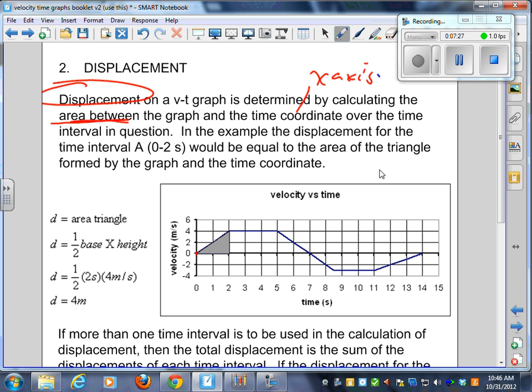Okay? Here's an example. The displacement for the time interval A, which is from 0 to 2 seconds, so this interval right here, would be equal to the area of the triangle formed by the graph and the time coordinate. In other words, the area of that red triangle. The displacement is the area of the red triangle. Let's have a closer look and see what's going on here. I start out at a velocity of 0. I start out stopped, and I end up going how fast? How fast am I going at the end of the interval?